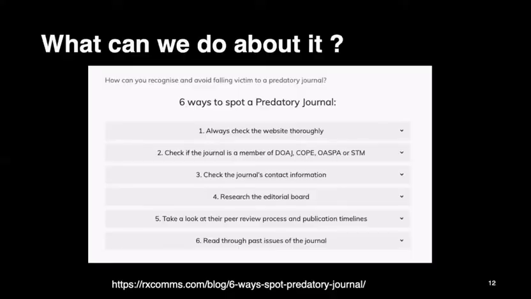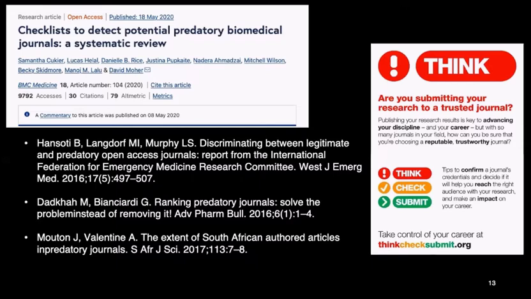What can we do about it? I think the first thing is awareness, and I'll talk about awareness a bit more. And the other things are, how do you spot a journal? You go through the website, you do background checks as far as you can, research the editorial board, read previous issues, and so on. There are multiple checklists. This systemic review found that there were more than 90 checklists, but only 3 were free from any bias. I have listed those 3 here. One could use the Think, Check, Submit from Springer.